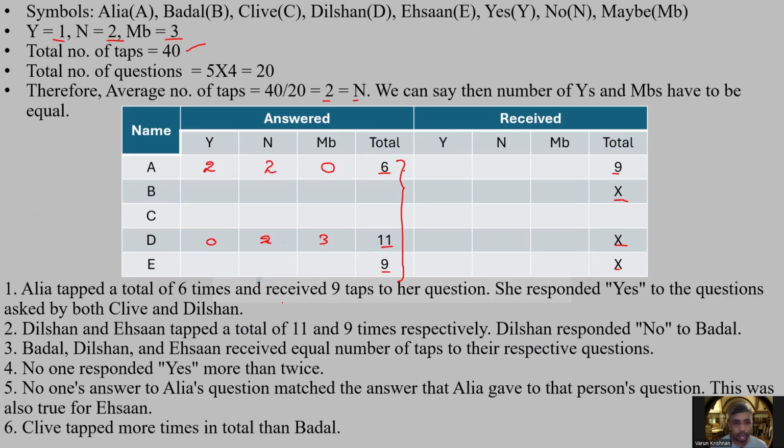So with this understanding, let's move on and understand that there is one more kind of table that needs to be formed, because there are other types of clues which are given to us in this set. For example, if I look at clue 1, she responded yes. Alia responded yes to the questions by both Clive and Dilshan. So what is Alia giving as answers to the others? That I cannot represent in this table. For that, I have to make another table of what response who is giving to whom.